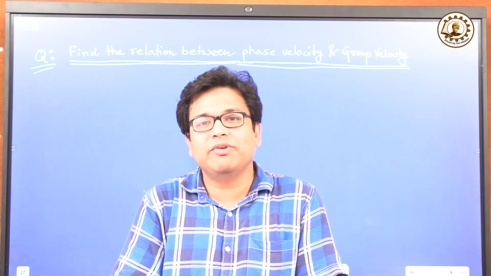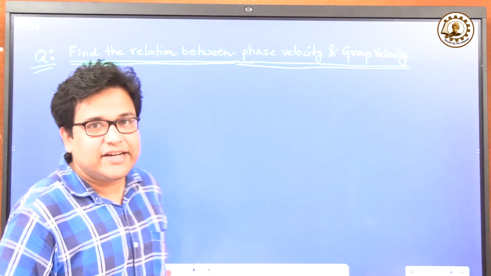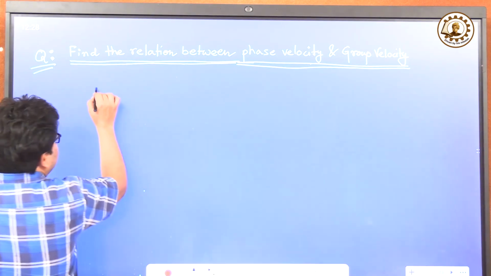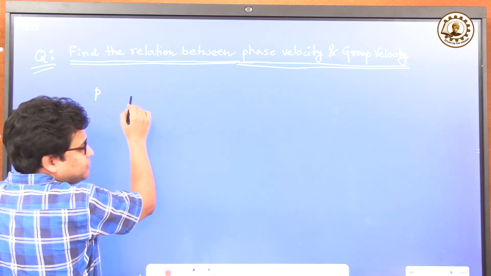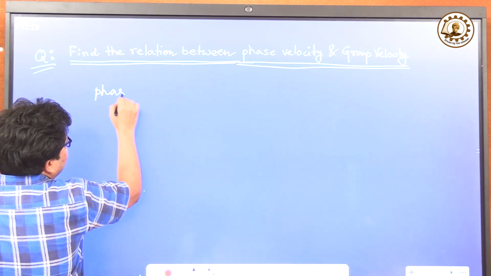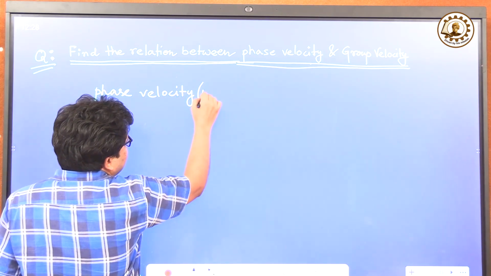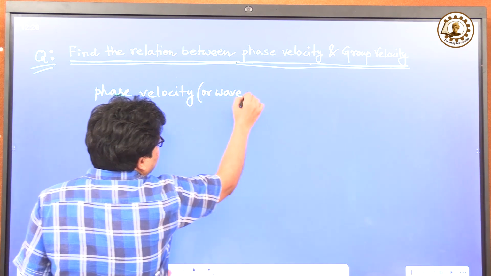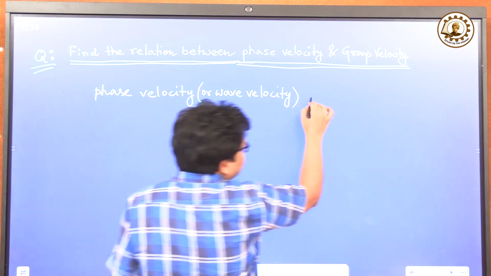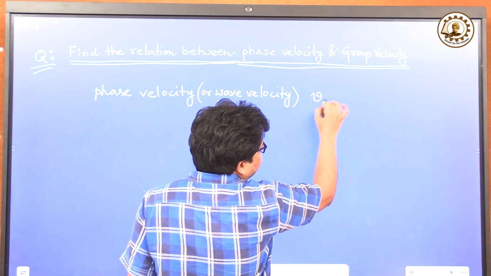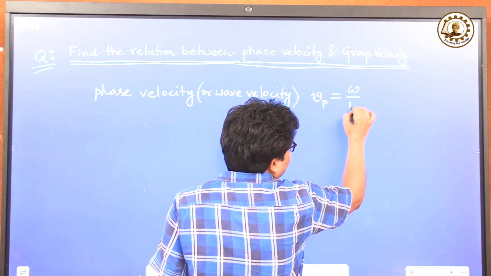And in today's class we will find the relation between phase velocity and group velocity. Let's start. Now, what is phase velocity? We are going into the mathematical description of phase velocity. Phase velocity, or wave velocity, which is represented by the notation Vp. P stands for phase, that is equal to omega by k.